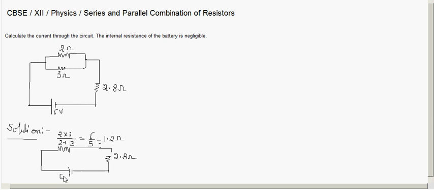Now this is a simple series network where 1.2 ohm and 2.8 ohm are connected in series. So their equivalent will be 1.2 plus 2.8, which is equal to 4 ohm.